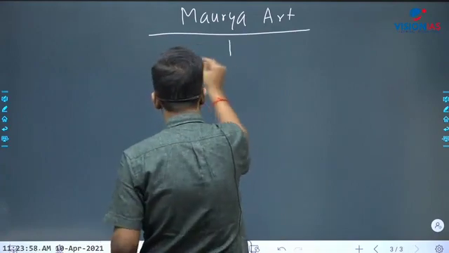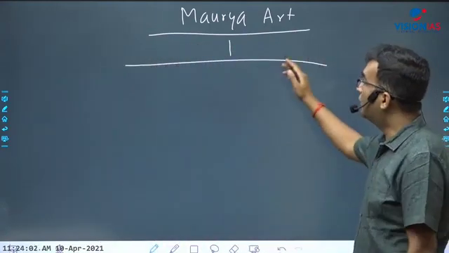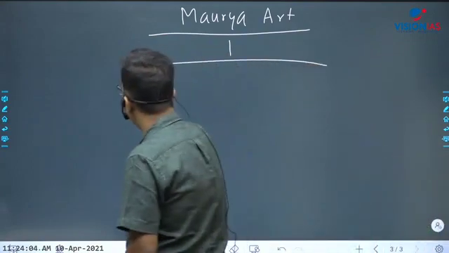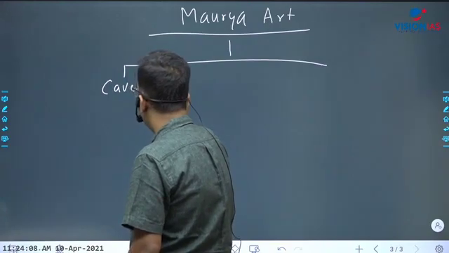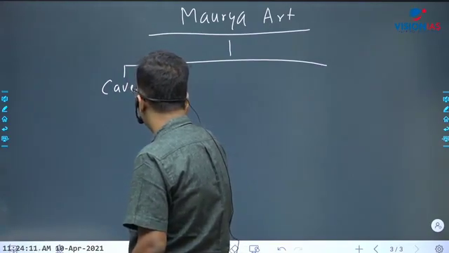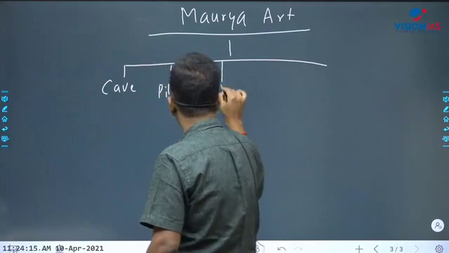There are some announcements outside, so there is a little bit of noise over here. The things we'll be seeing: Mauryan cave, we'll talk about the Mauryan cave. Then we will talk about the Mauryan pillar. We will talk about stupa.